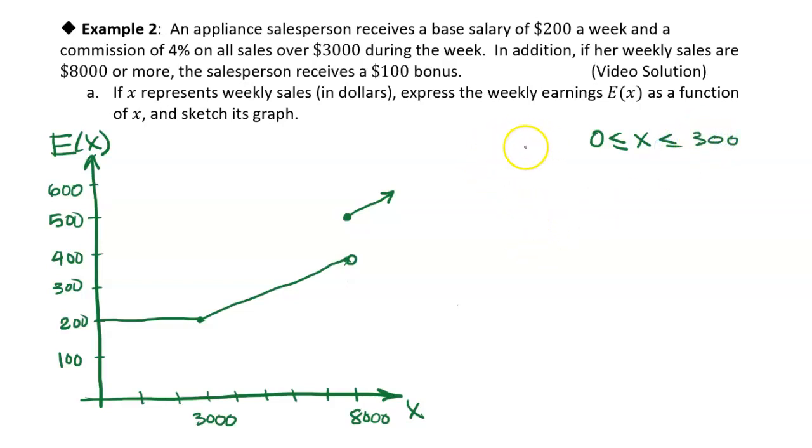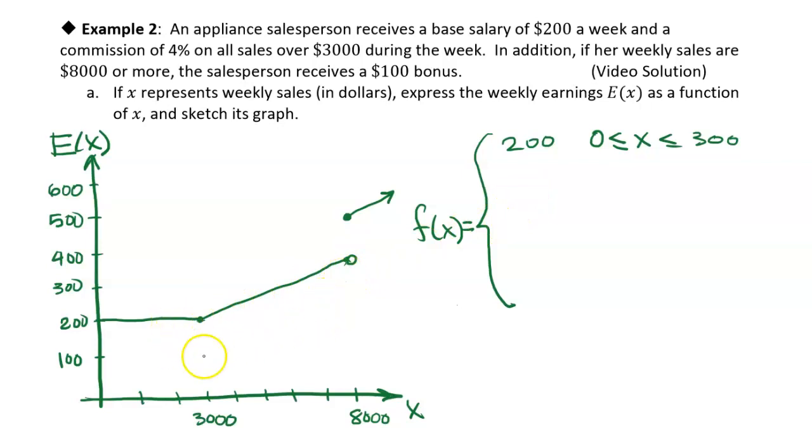And it's just going to be a flat $200, right? So that's the first part. So let me just draw a little bracket here. All right, so we've got f of x is equal to, all right, and that's the first piece. The next piece is linear.